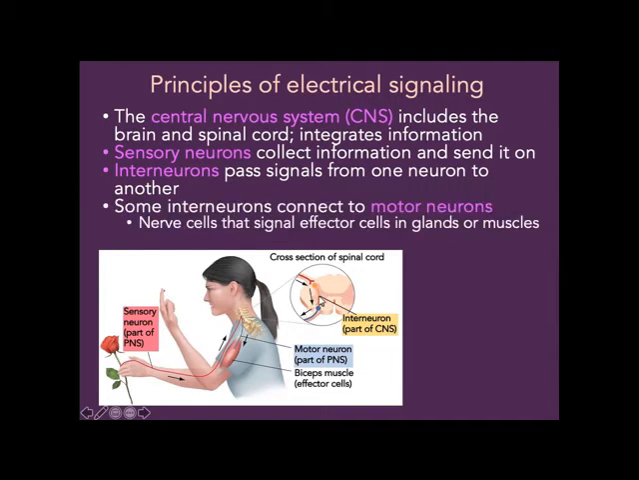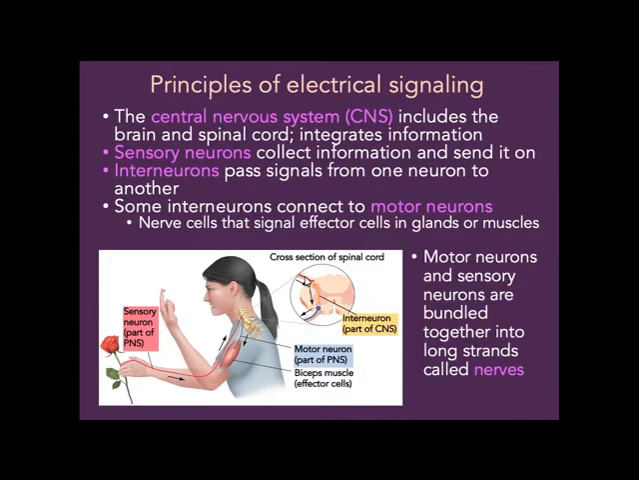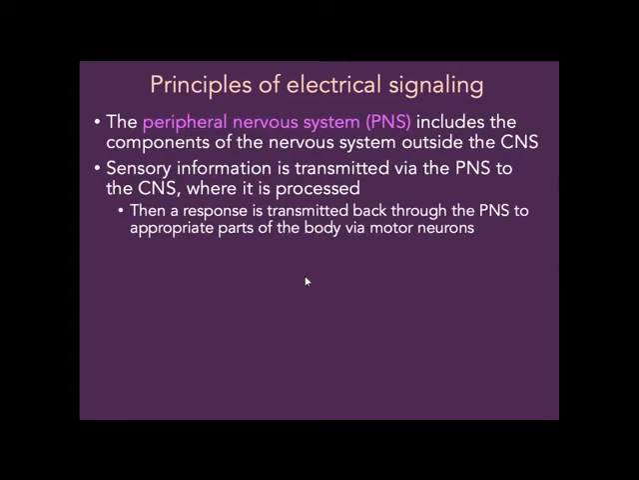Some interneurons connect to motor neurons, over here, and these are nerve cells that signal effector cells in glands or muscles to do something. We'll get to those in a minute. Motor neurons and sensory neurons are bundled together in long strands called nerves. So the central nervous system is your brain and your spinal column.